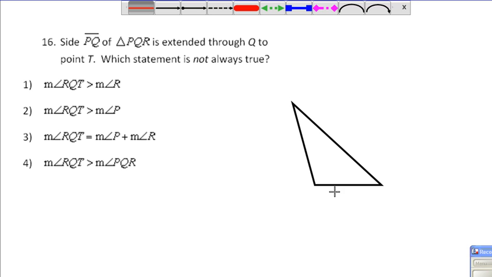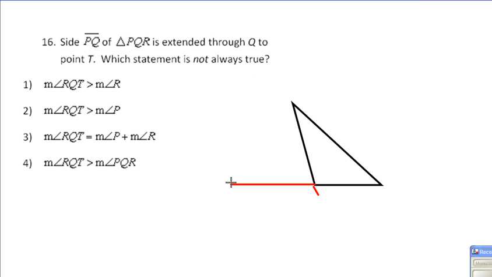From this picture, we get to extend that side. That means PQ of the triangle has been extended through Q. So therefore, we get to realize this must be Q. This is P. That makes this one R. And then to the point T. Now, which one is not true? So RQT.